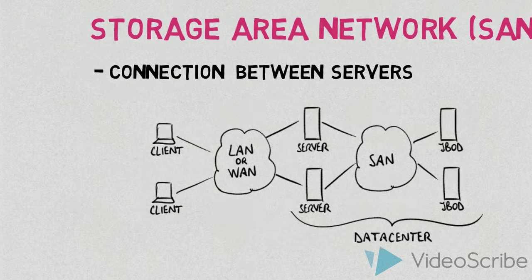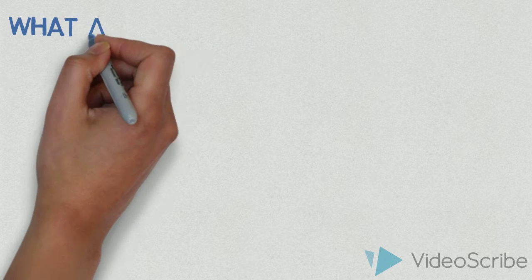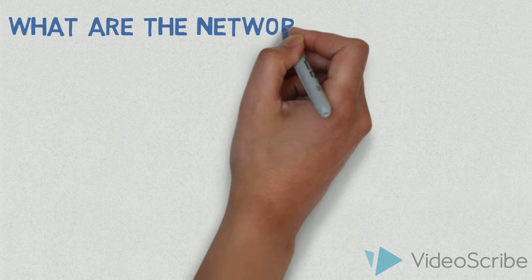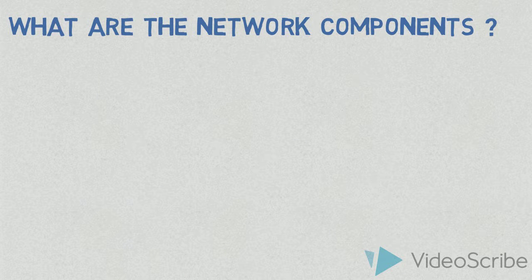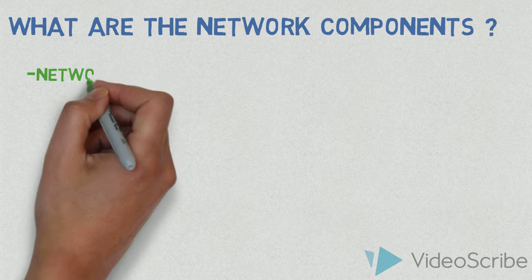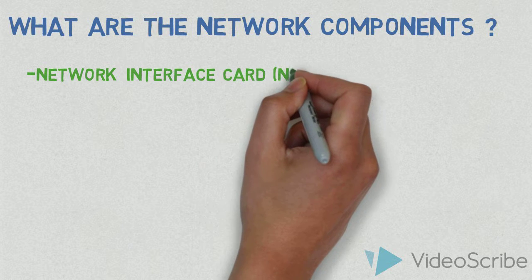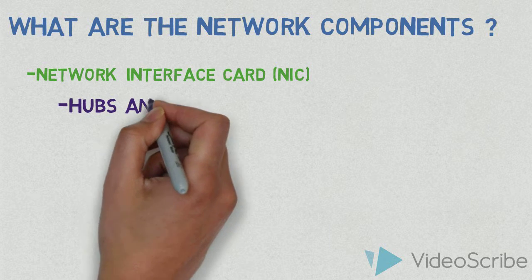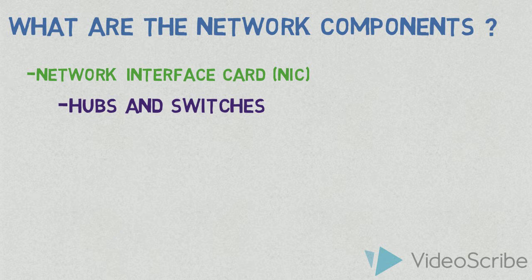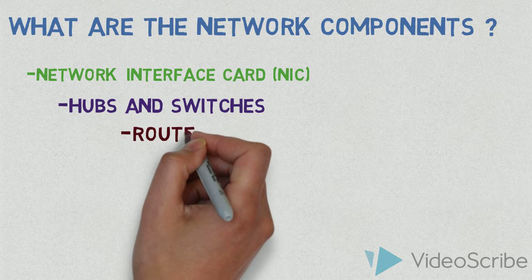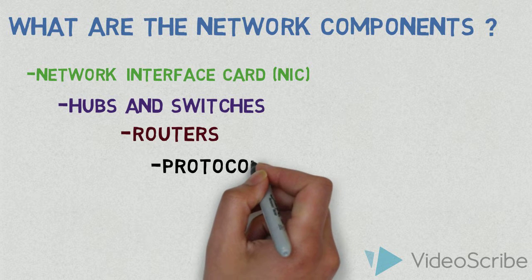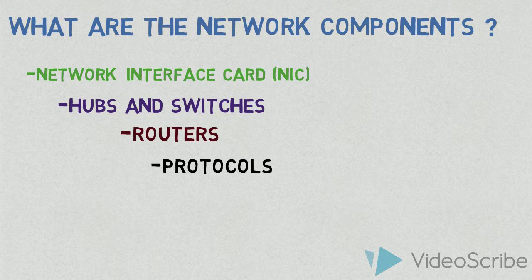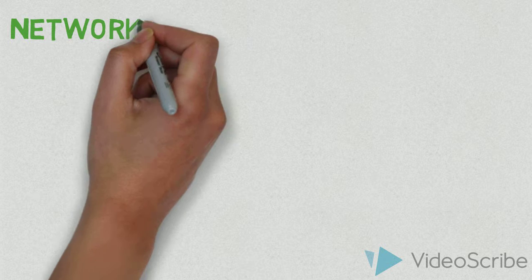Now let's move on to components of a network. Even though a network looks like a simple concept, there are multiple components that go into a network. Not all of these components are necessary to build a network, but understanding these concepts helps us build the right network for your home or business environment. The basic components of a network are the network interface card, NICs, hubs and switches, routers, and a proper protocol.